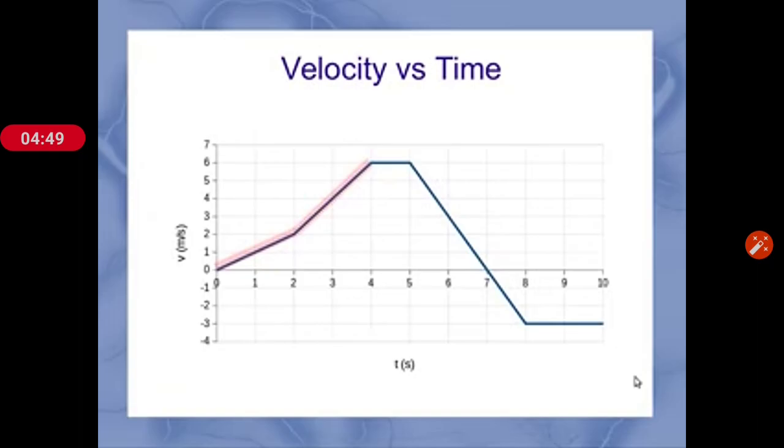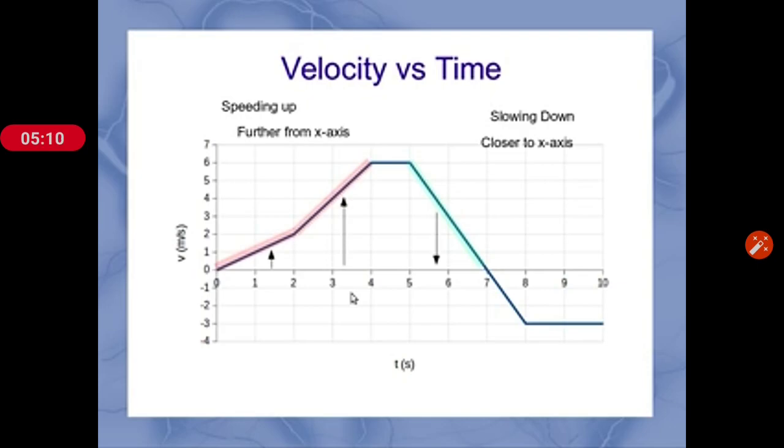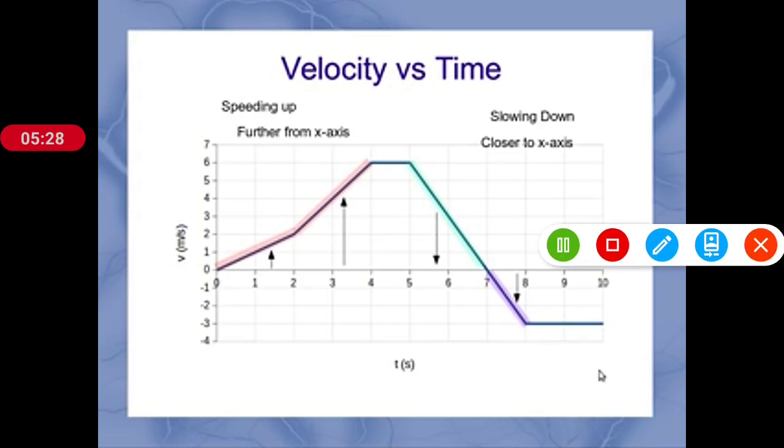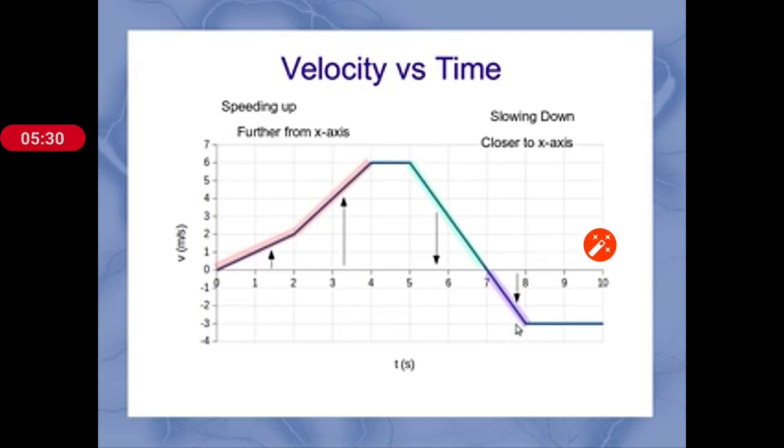Now, the other things that we can look at on this type of graph is whether we're moving further away from the axis or closer to the axis. Whenever you're moving further away from the axis, that means you're speeding up. Whenever you're moving closer to the axis, that means you're going to be slowing down. So what about this segment over here? Well, you're moving further away from the axis. So that means this particular one is speeding up. You're just speeding up in the negative direction. Remember, speed doesn't care about your direction. It only cares whether you're going faster or slower. And here you're going faster backwards.